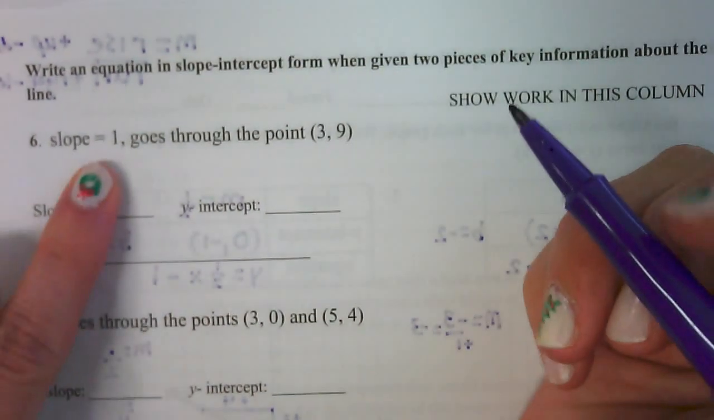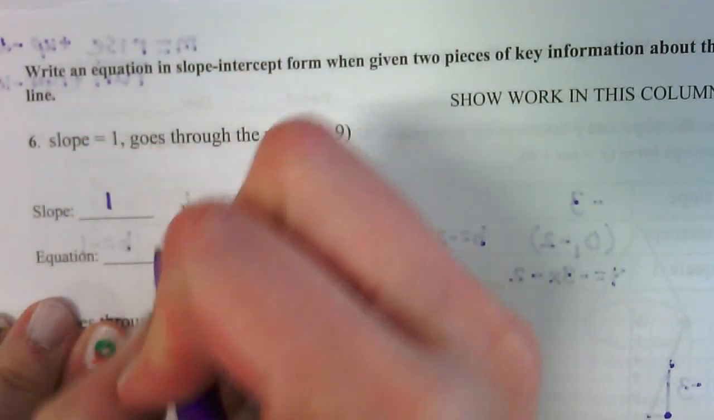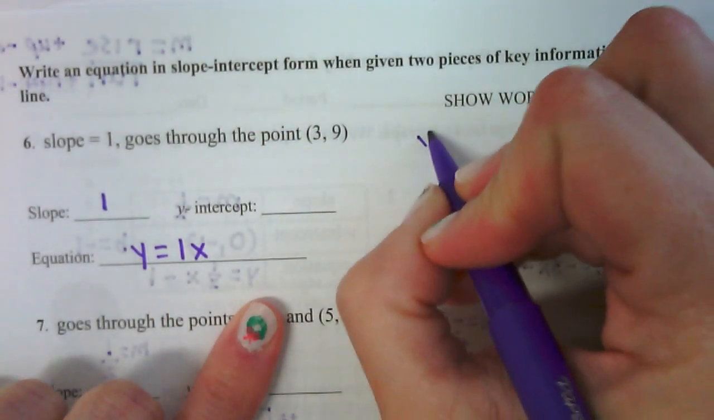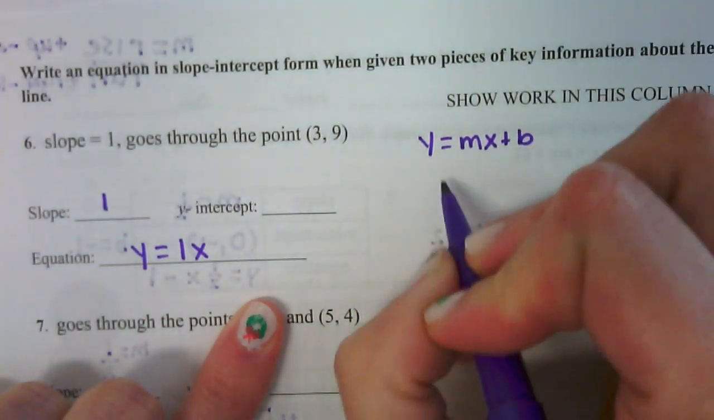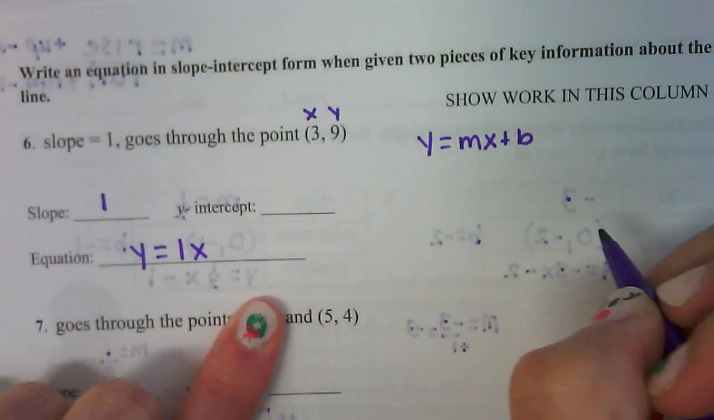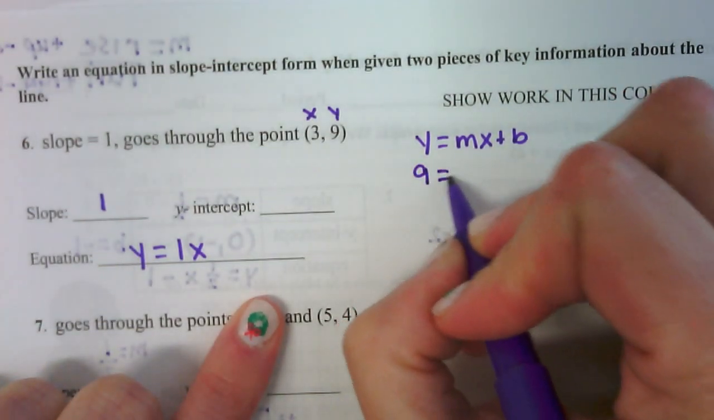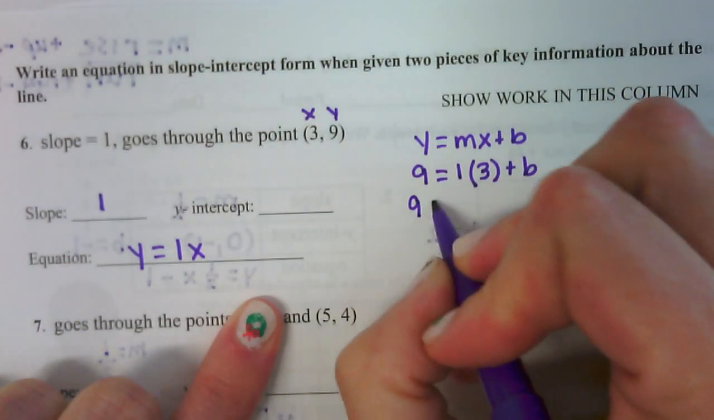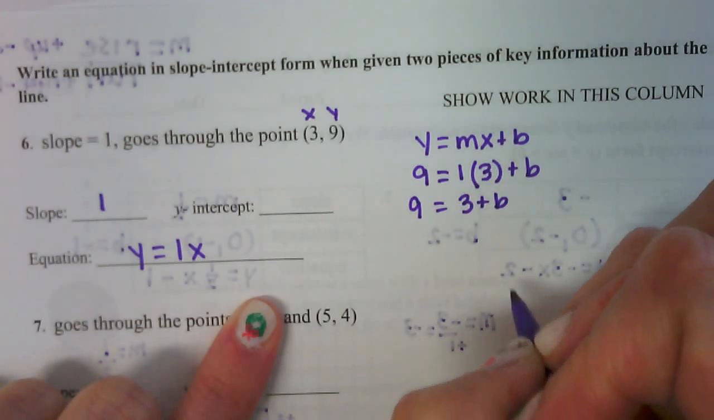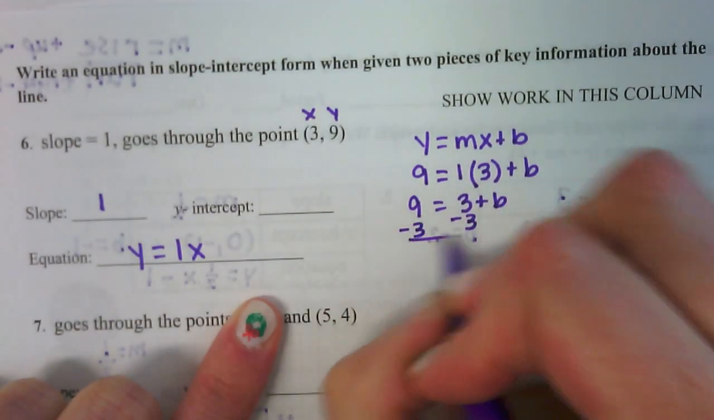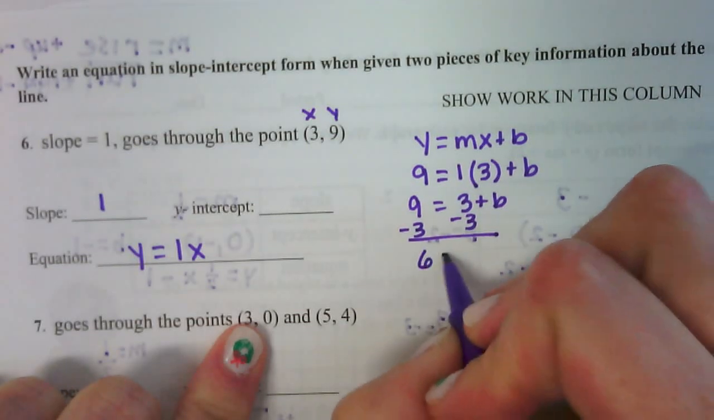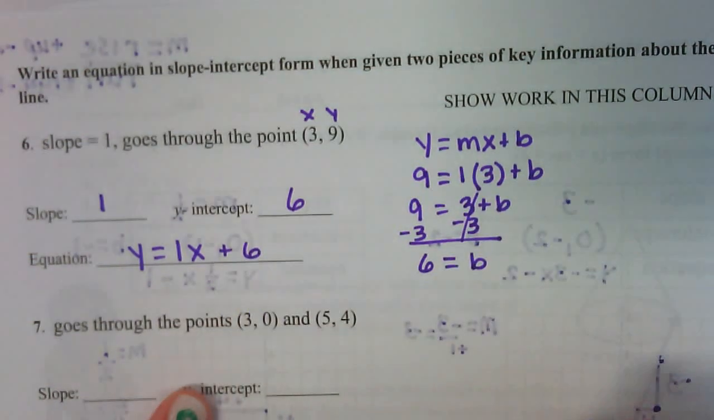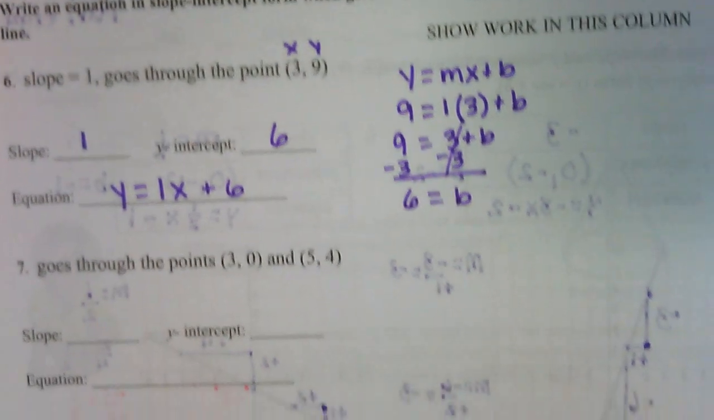Okay. Similar problem here. We have a slope of 1. So I'm going to fill that in. That means I know I have y equals 1x. So if I have y equals mx plus b, this is x, this is y. So 9 is equal to 1 times 3 plus b. First step is going to be to multiply. Next step is going to be to get the b by itself by subtracting 3. This gives me 6 is equal to b. Y-intercept is 6, so I end my equation with plus 6.